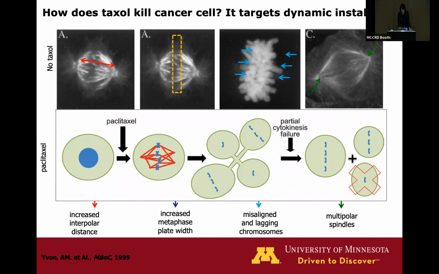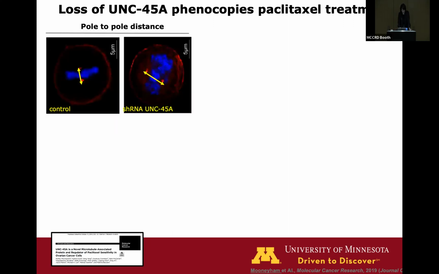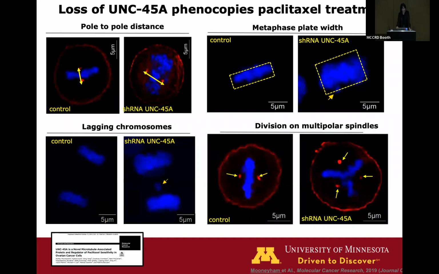So now the idea is, if ANC45 counteracts the stabilizing effect of paclitaxel on cancer cells, then loss of ANC45 should phenocopy paclitaxel treatment, right? And that is precisely what we see.